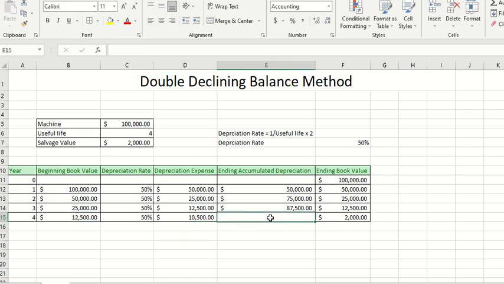And now we have this one plus this one. And that is the final answer. You need to make sure that the sum of the two values in here should be equal to 100,000. That's the cost of the machine.